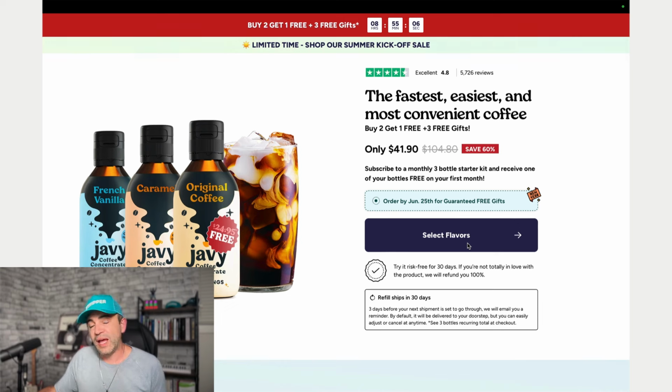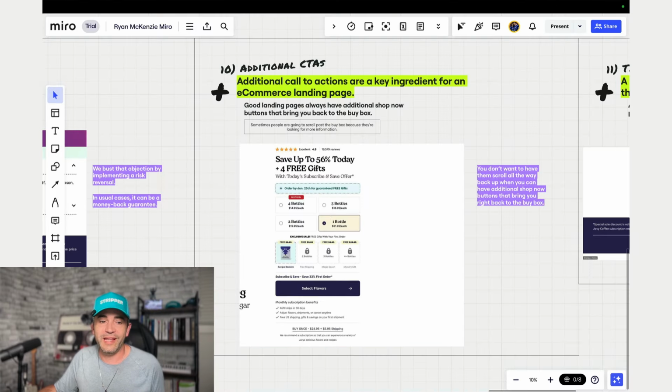I found through tests that it's incremental in conversion rate, but again, I'm sure Javi has tested the heck out of this on this page, but I would implore you to test it yourself because I've seen it incredibly valuable for my own brands.